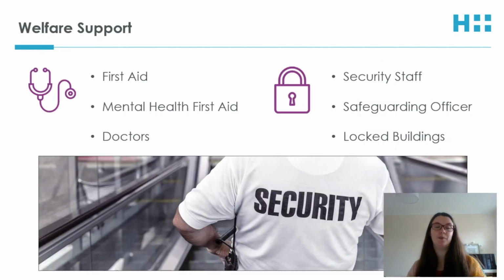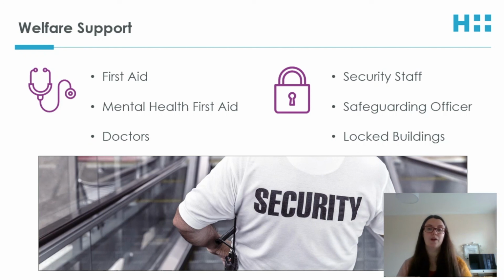Lastly, we have welfare support. Welfare support is essentially the health, happiness, and safety of students. In terms of medical issues, there's always trained staff on site that are trained in first aid as well as mental health first aid. In the first week that you get to university, they will recommend which doctors to use, whether that's external doctors that are local or whether that is a doctor's surgery that is actually embedded into the university itself. In terms of security, every university has security staff, and you'll also have an emergency number to call, which again will be given to you in the first week.